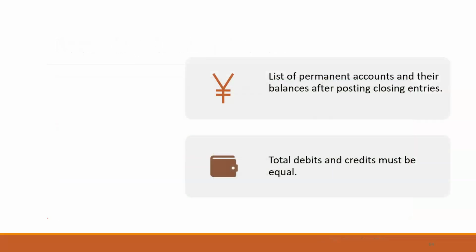Okay, once we get to the end of that, then we create a closing trial balance. The closing trial balance only lists the permanent accounts. These are the exact same accounts that are on the balance sheet. You should not have any revenue or expense accounts on your post-closing trial balance.